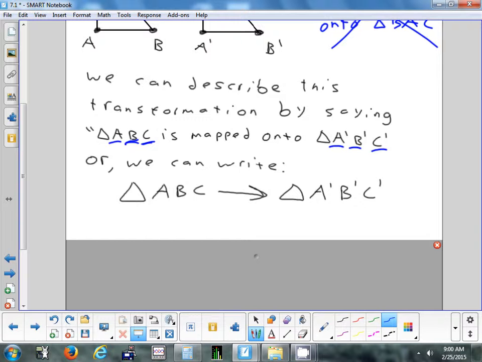Okay, if you don't want to write out the words "is mapped onto," you can just use an arrow. Now the arrow doesn't mean translation. You could use that with a rotation too. All you're saying is that whatever transformation you did to get from the one on the left to the one on the right, A is going where A prime is, B is going where B prime is, and C is going to C prime.